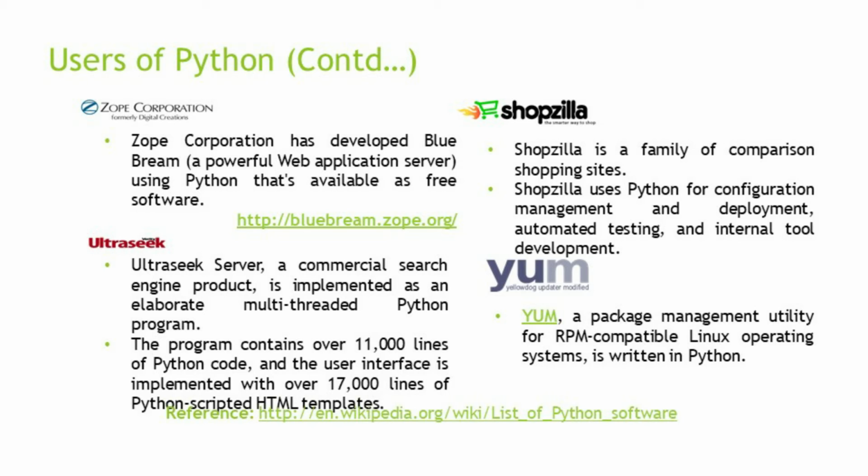Then we have the UltraSeek service, which is basically 11,000 lines of code written in Python and again deployed in Django servers, creating the HTML template within 17,000 lines of code. Then we have Yum, which is a PM utility for RPM compatibility on the Linux operating system, again written in Python.